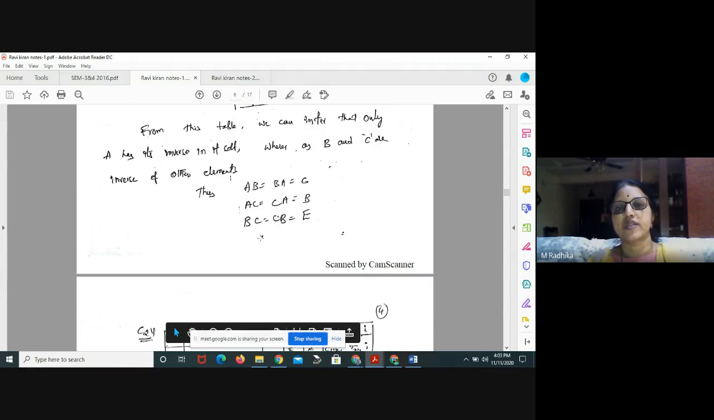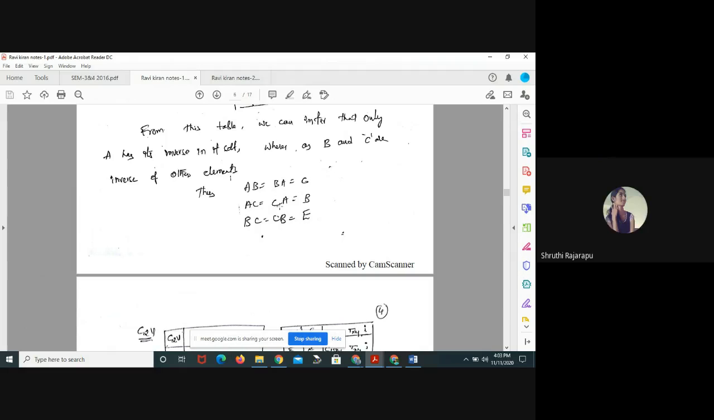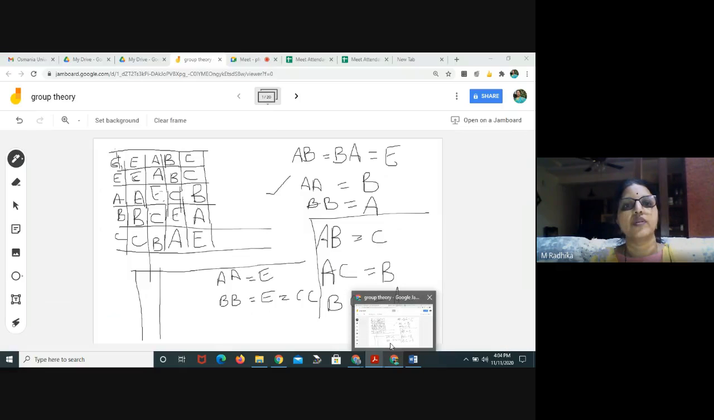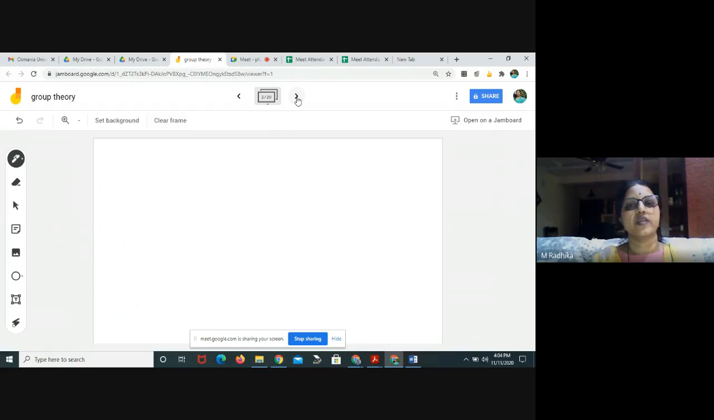So I'll make a note on this again. Just remember this. What have we done? AB and BA is equal to C, AC and CA is equal to B. But when I have done BC, I should have written it as A, but we are writing it as identity. So that means A into A only you will get the E, other things you will not get. Now we'll try to write that group multiplication table. Go to the Jamboard. I'll take the next screen. So we are writing the group multiplication table.